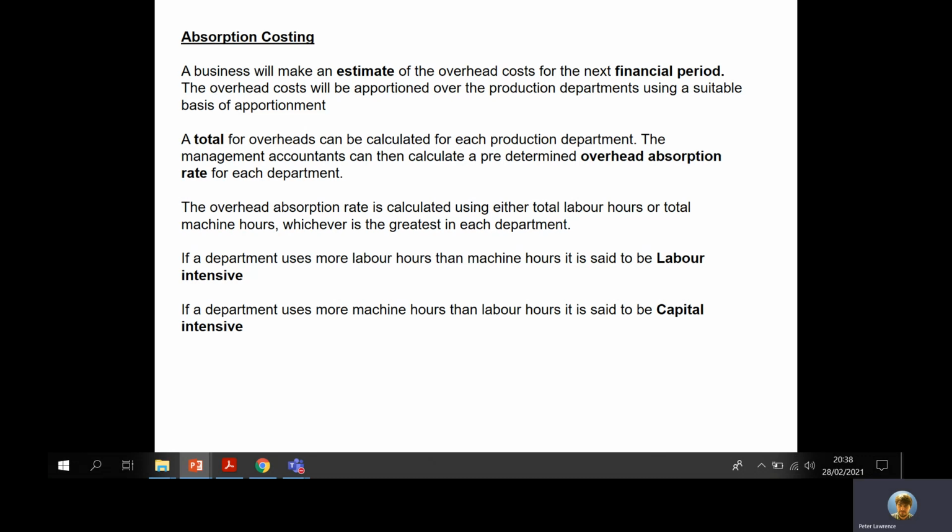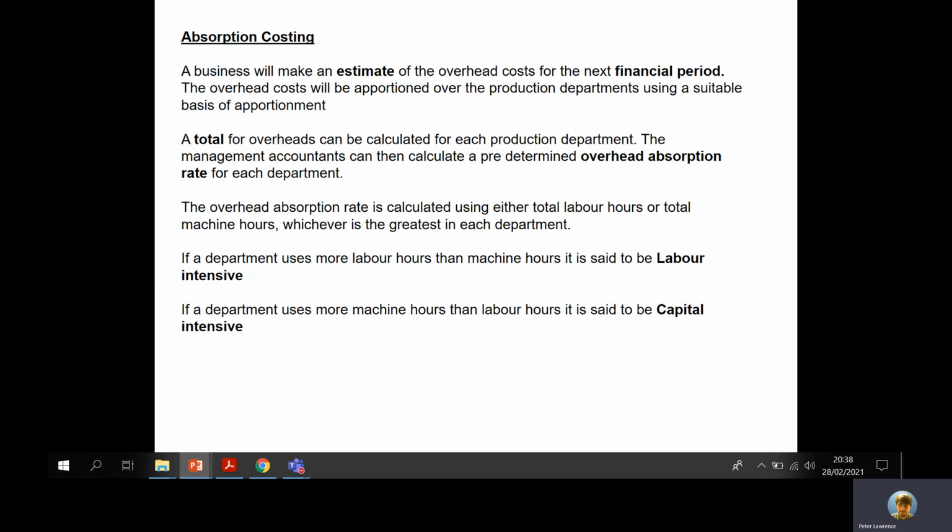Overheads can then be calculated for each production department, and the management accountants can then calculate what we call an overhead absorption rate, which is the cost per hour for each department. Now, you can call it cost per hour, but in reality, in the exam, you want to call it the overhead absorption rate. And the overhead absorption rate is calculated using either total labour hours or total machine hours. So that's how many hours it's been open.